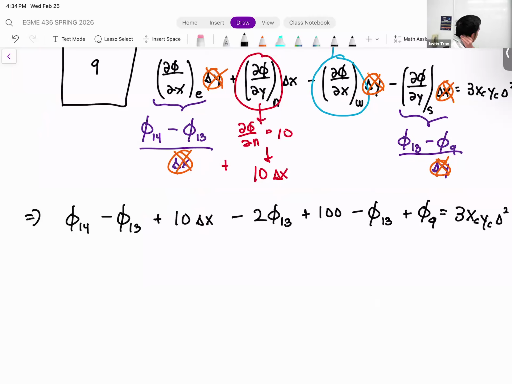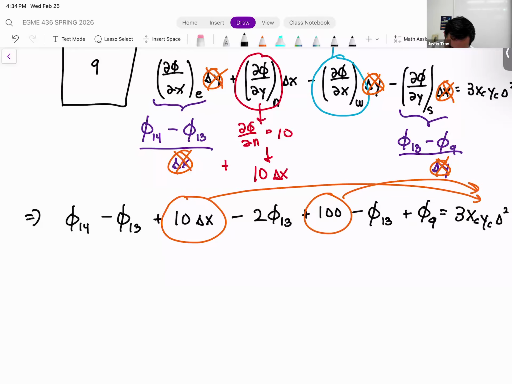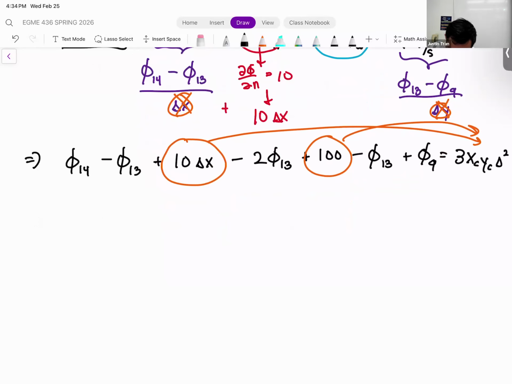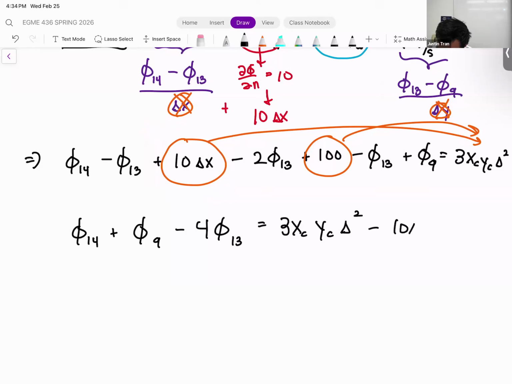All right, so now all that's left is just to simplify. So everything that's not a phi term, everything that's known, we can go ahead and move it to the right. So that means this 10 delta x and this 100 here, we can go ahead and move those to the right-hand side. Okay. And then all that we're left with here is phi 14 plus phi 9 minus 4 phi 13. That should be right. Is equal to 3 xc yc delta squared minus 10 delta x minus 100.